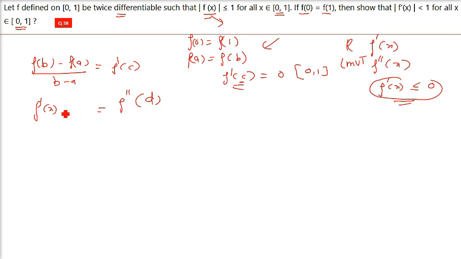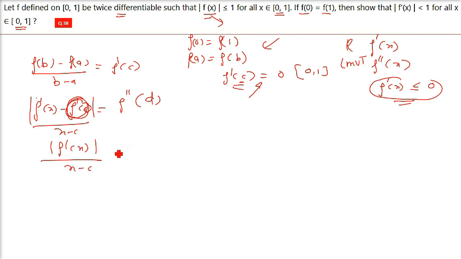Now f double dash d is also given, it is twice differentiable. So fb minus fa by b minus a equals f dash c, I've double differentiated. I've changed c to d because we have already used c. And I told you already f dash c is 0 because it is already in the question, and I gave 2 explanations for that. So f dash c is 0. So f dash x by x minus c equals f double dash d.